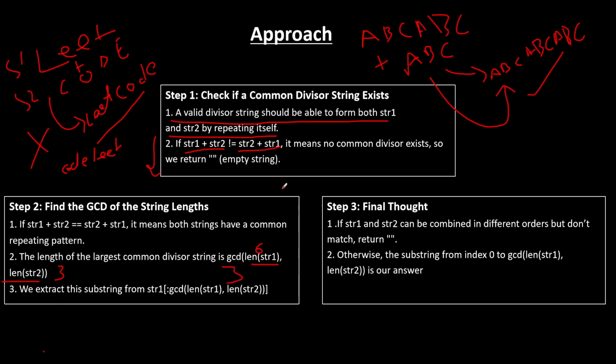So what we do from string 1, we slice the string from 0, 1, and 2, right? We get the first 3 characters, and this will be our answer, because the substring which we get from the common ground will be able to divide both string 1 and string 2. If string 1 and string 2 can be combined in different orders but don't match, we will return an empty string. Otherwise, the substring from index 0 to the GCD of the lengths of string 1 and string 2 is our answer, which I explained. So this is the approach of the problem, and we will go with it.